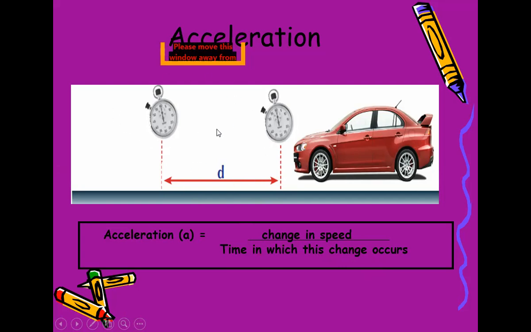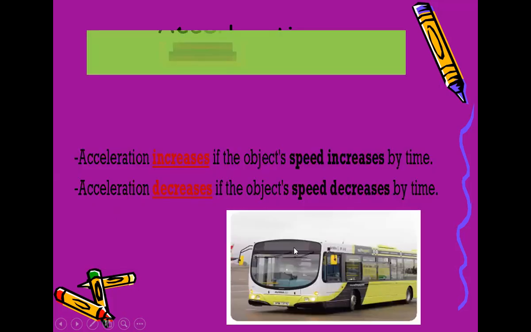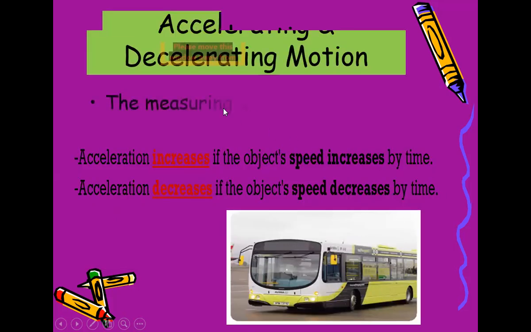Again, let us explain the difference between speed and acceleration. Speed equals distance divided by time, but acceleration equals the change in the speed, V final minus V initial, divided by time. Accelerating and decelerating motion: acceleration may have a negative or positive value, depending on V final and V initial. That's right.